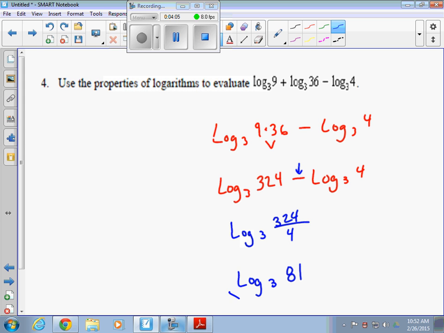Now, if we use the change of base formula, we can go further than that. We'll leave that for the later problems that actually use the change of base formula.